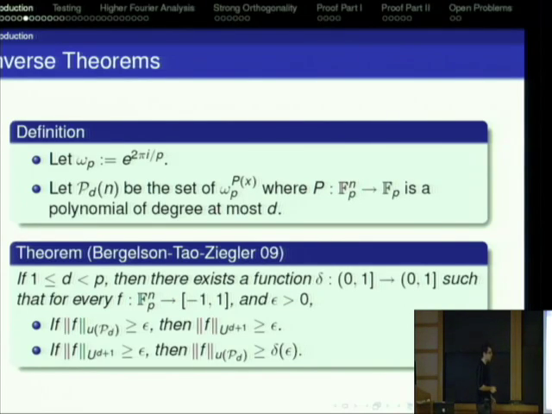So the second part says that if the uniformity norm is large, then you correlate with some polynomial of degree at most d. So the uniformity norm of f with respect to these omega p to the polynomials of degree d is at least some constant which depends on epsilon, but is bounded away from 0. Is it important that the function takes only real values? No, it works for complex values too. But yeah, the point is that delta doesn't depend on n, so it's just a function of epsilon.